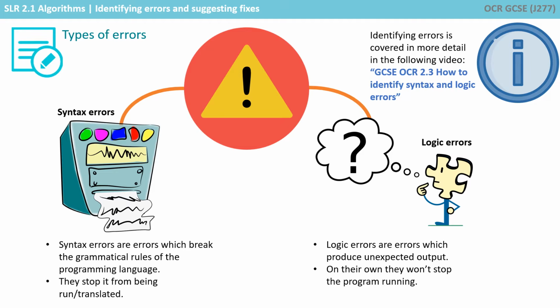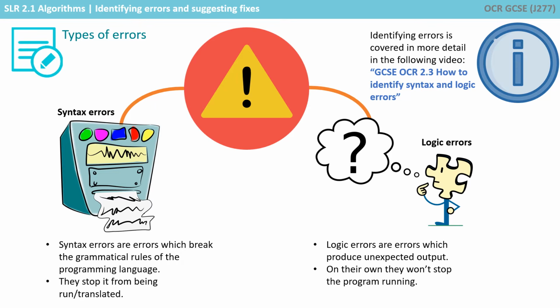The first is syntax errors. These are errors which break the grammatical rules of the programming language. In other words, if your program had any syntax errors, it would stop the program from running or being fully translated. The other type is logic errors.